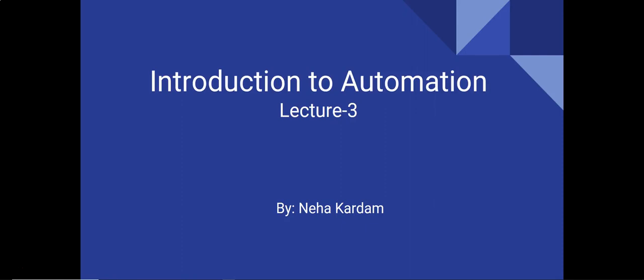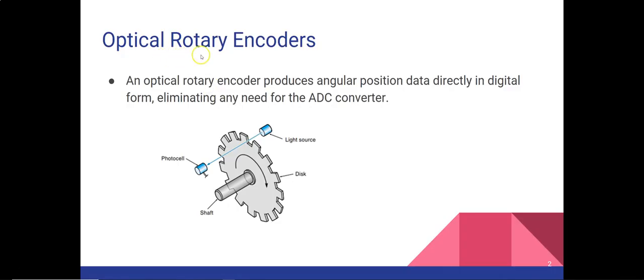In this lecture, we are going to learn about optical rotary encoders. Optical rotary encoders produce angular position data directly in digital form, eliminating any need for the analog to digital converter. So here in the picture, you see a disk which is connected to the shaft, and on the top you see a photocell and a light source.